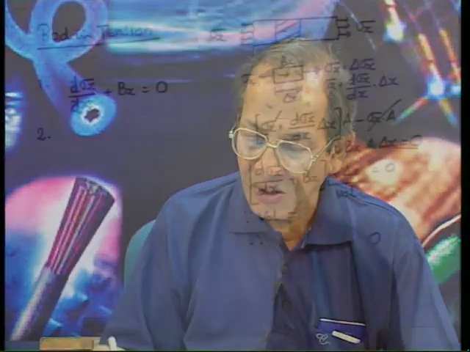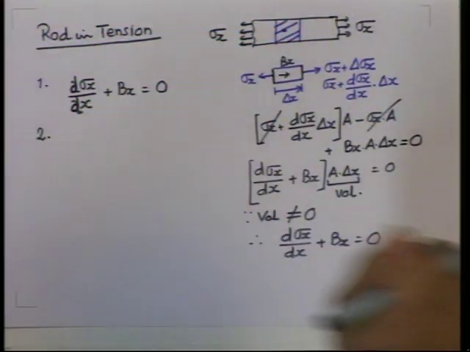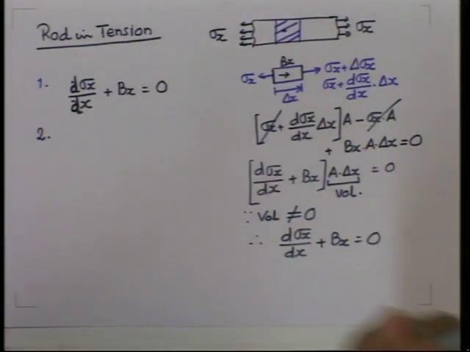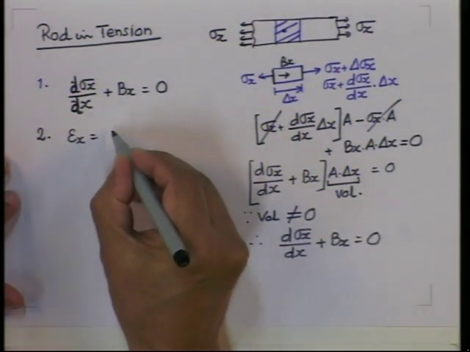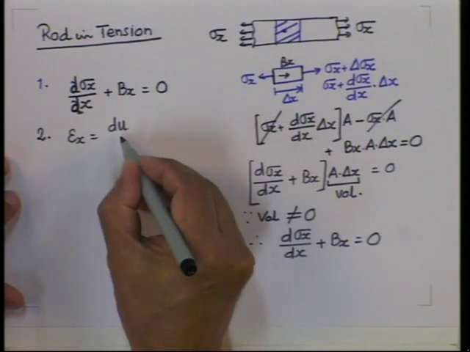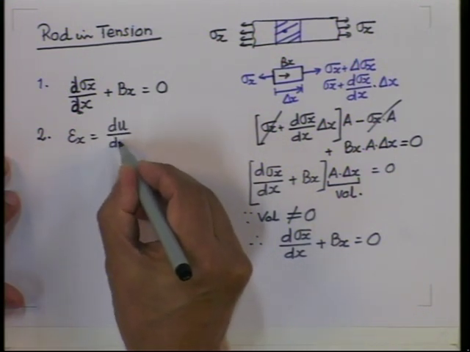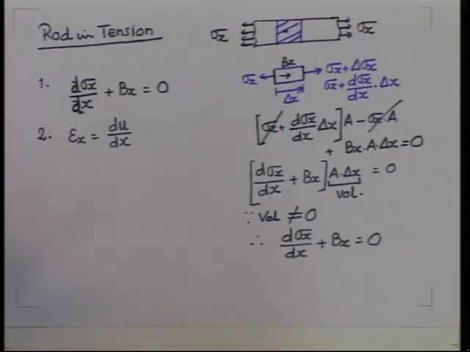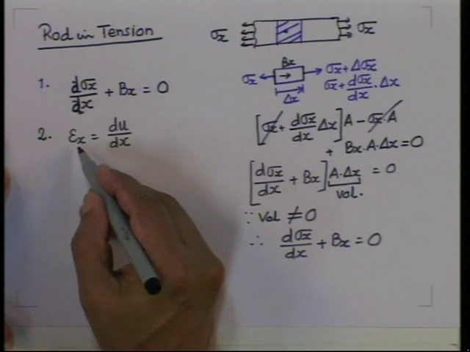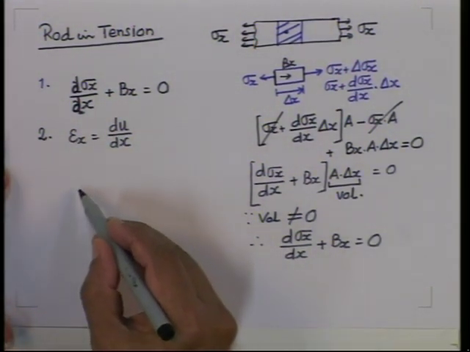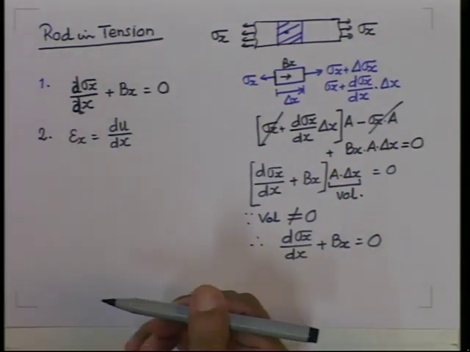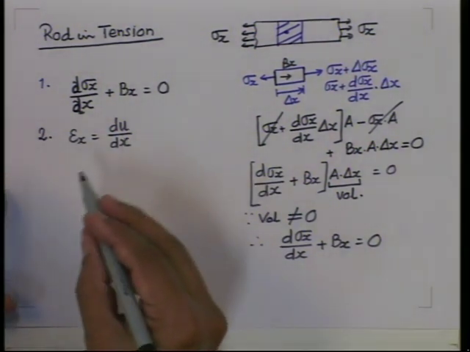For example, here if it is only in this direction, there will be only one strain component present, and that is epsilon x. From elasticity, if u is the displacement of any particle, that will be given by du by dx. In elasticity you have 6 equations, 3 normal strains and 3 shearing strains, and all others are 0. This is only one dimensional.